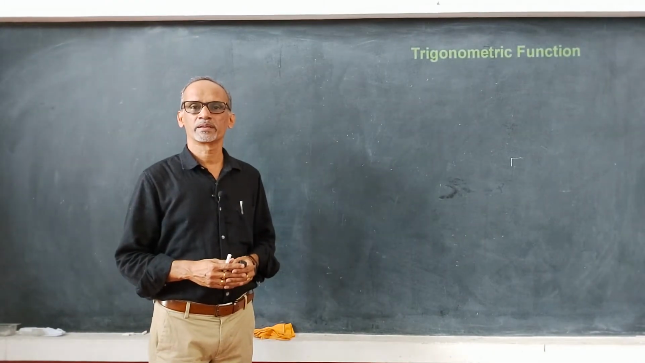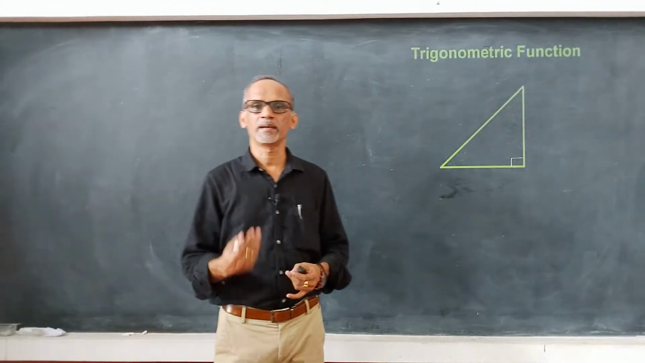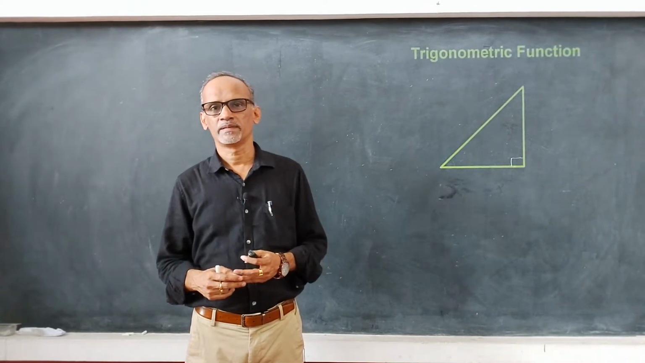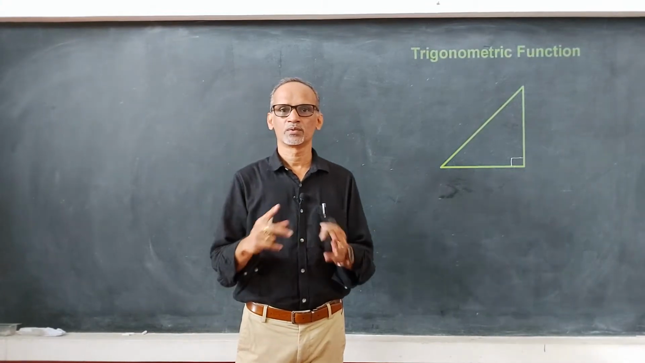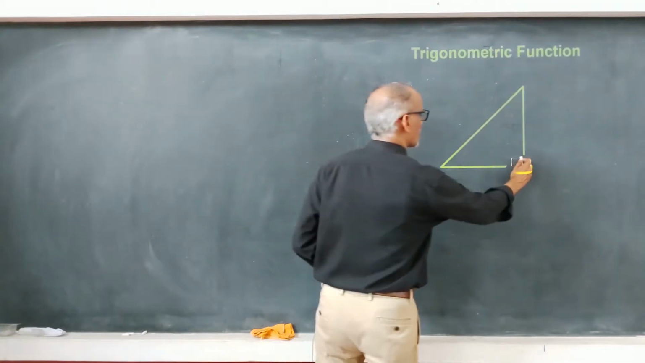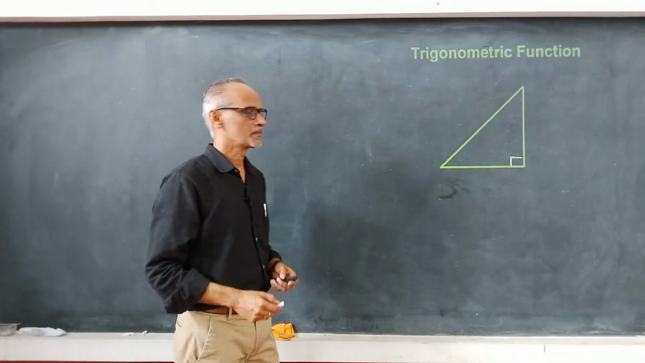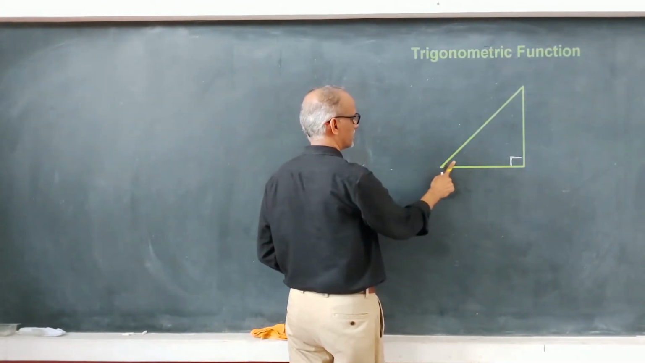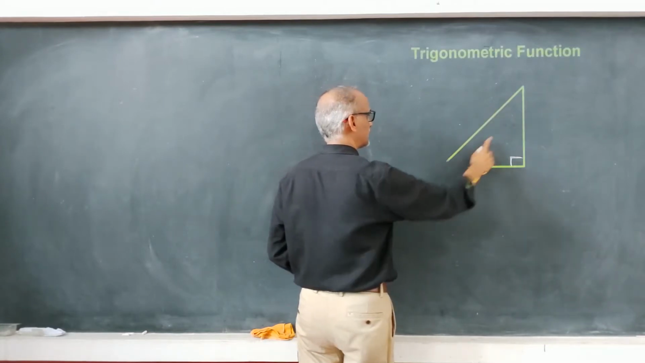In trigonometric functions, we are going to learn the different types of functions like sine, cosine, tangent, cotangent, secant, cosecant, and so on. To understand that, let us take a right angle triangle in which this angle is 90 degree. If this is 90 degree, the sum of the remaining two angles has to be 90 degree. If this is 45, the other also has to be 45. If this is 40, this has to be 50.